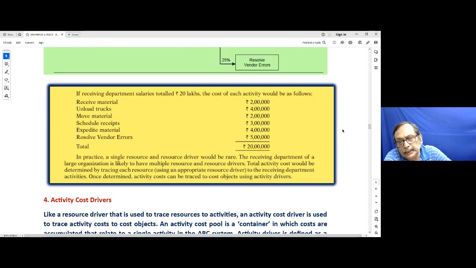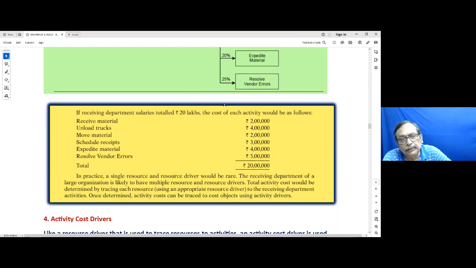Now, in practice, a single resource and resource driver would be rare. The receiving department of a large organization is likely to have multiple resources and resource drivers. Total activity cost would be determined by tracing each resource using an appropriate resource driver to the receiving department activities. Once determined, activity cost can be traced to cost objects using activity drivers.